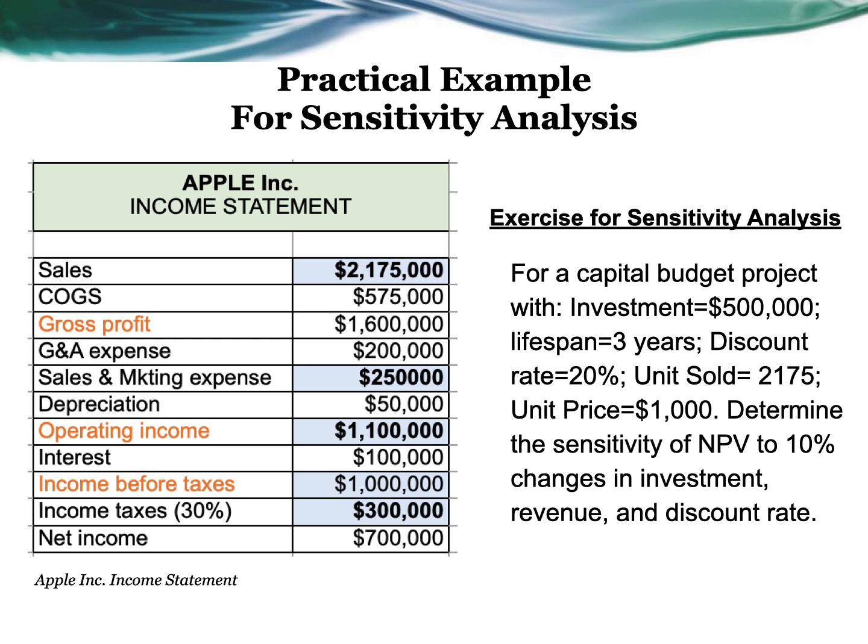Here we're going to do one practical exercise, and in this particular exercise let's consider Apple's income statement. The Apple income statement, as you see in this slide, has sales of $2,175. So in this exercise for a capital budget, we have to determine the sensitivity of net present value to 10% changes in investment, revenue, and discount rate.